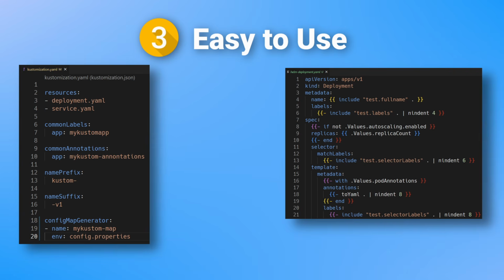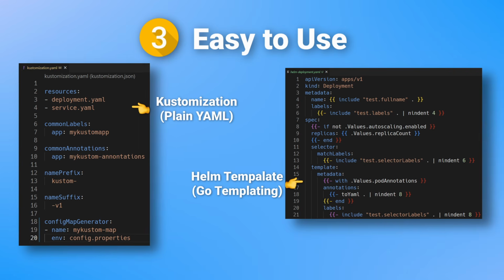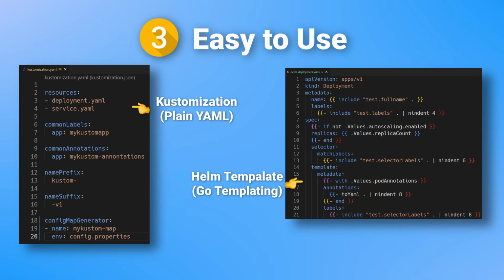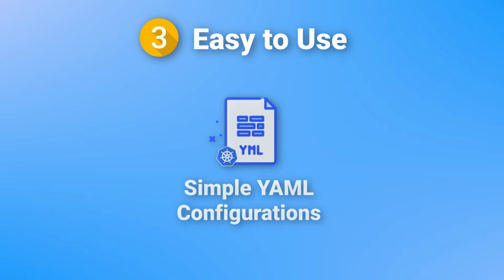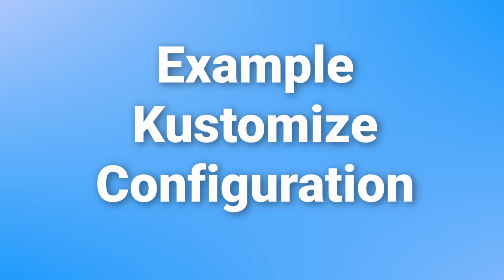Finally, Kustomize is very easy to use, especially when compared to a tool like Helm. All you need to do is add a kustomize.yaml file in your root directory, and you can apply your customized configuration using kubectl apply. Since the overlay engine of Kustomize uses plain old YAML, your configurations end up being much simpler than if you were using a templating engine like Helm. Let's look at an example to better understand the concepts of customization.